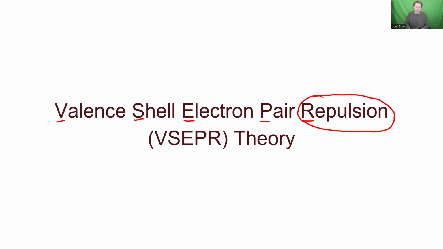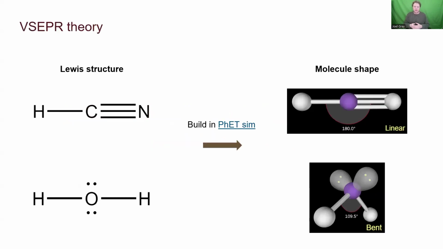But what I want you to imagine is, what do electrons do to one another? They repel one another. They're negatively charged and they're going to repel one another. And that's kind of the important principle behind this VSEPR theory. Now, if we look at VSEPR theory and we apply a couple of different models.